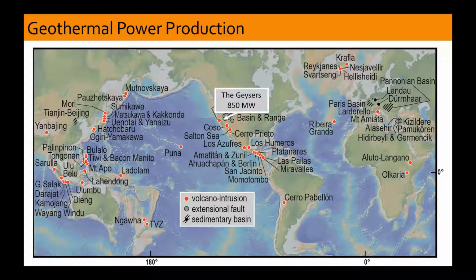The largest geothermal field is located in Northern California. It is called the Geysers, where it generates 850 megawatts electrical, again from dry steam produced from deep wells. We will look at this map again to consider some other examples in just a few slides. But first, I need to define some terms.